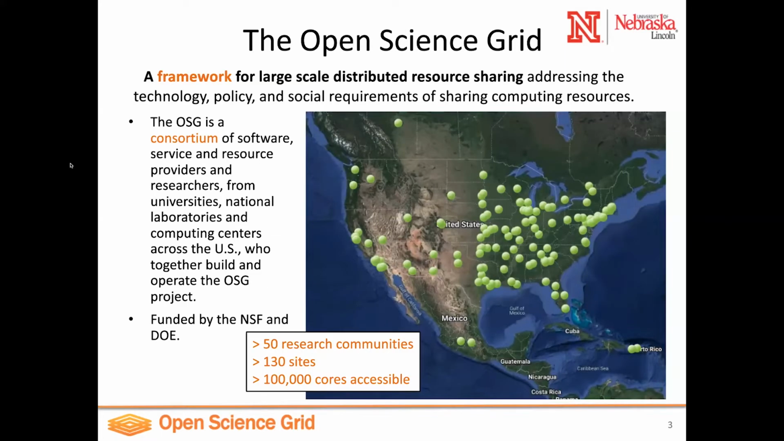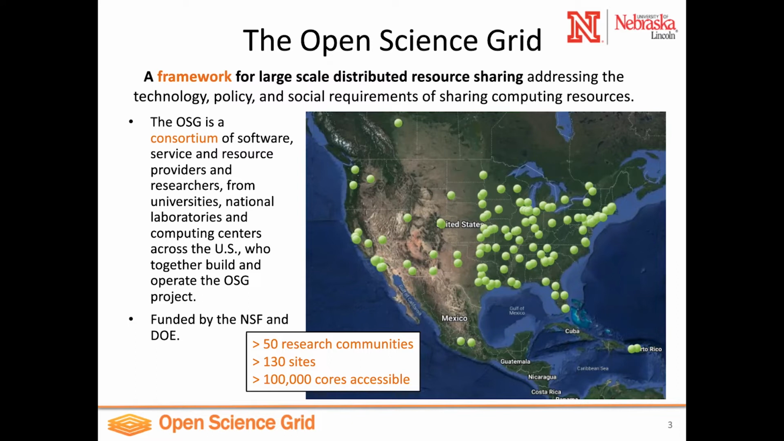So the Open Science Grid is essentially a framework for large-scale distributed resource sharing, so computing resources. As you can see on this map, the sites that contribute computing resources to Open Science Grid are distributed all across the continent, really. These are universities and national labs all over the country that contribute computing, storage resources, personnel, software, and all of the things that go into the fabric of the Open Science Grid.